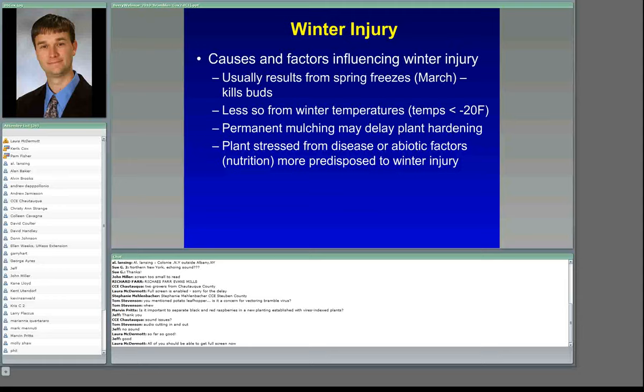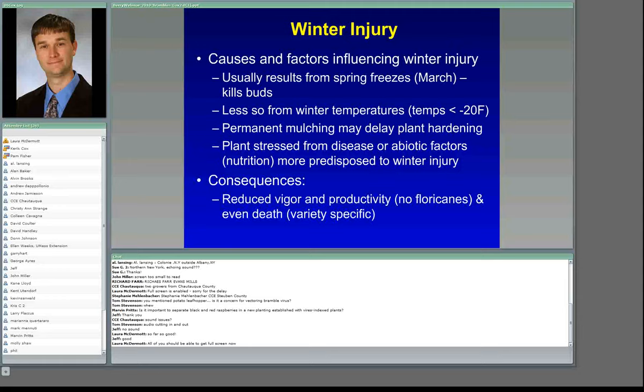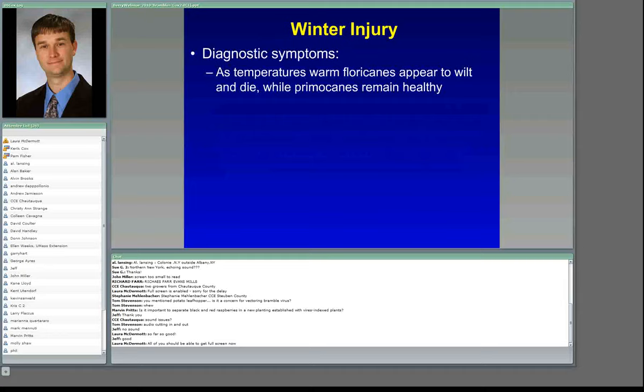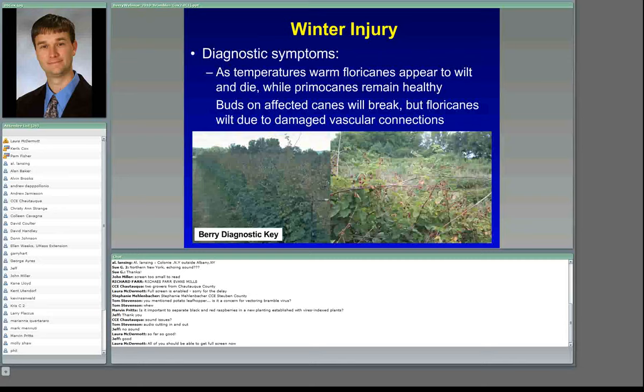Consequences, what will end up happening is the plant will look reduced vigor, productivity, the floricanes will be the most heavily influenced. They may break, but they may begin to wilt. And you can get death, but it's very variety specific, with very little specific information on the varieties that are most impacted by winter injury. Diagnostic symptoms. In this case, as with other bramble winter injury symptoms and other small fruit, the whole plant may die. But in the case of raspberries and brambles, what ends up happening is the temperatures warm, the floricanes will appear to wilt while the primocanes remain healthy. Why this is that the buds on the primocanes seem to be the most affected by the winter injury. So when they burst into floricanes, they'll begin to wilt due to damaged vascular connections.